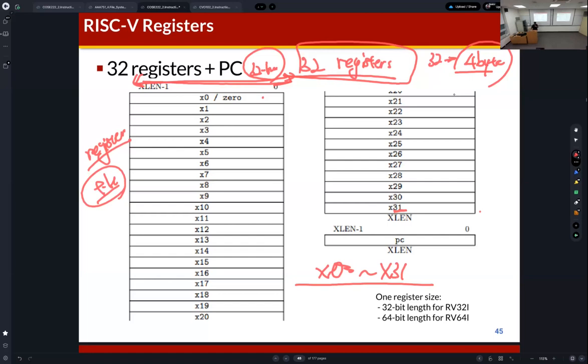If we just mention a single register, we can use "register". But if we mention a group of registers, then there are 32 registers, and this group of registers is called a register file. Sometimes I use RF to represent register file.